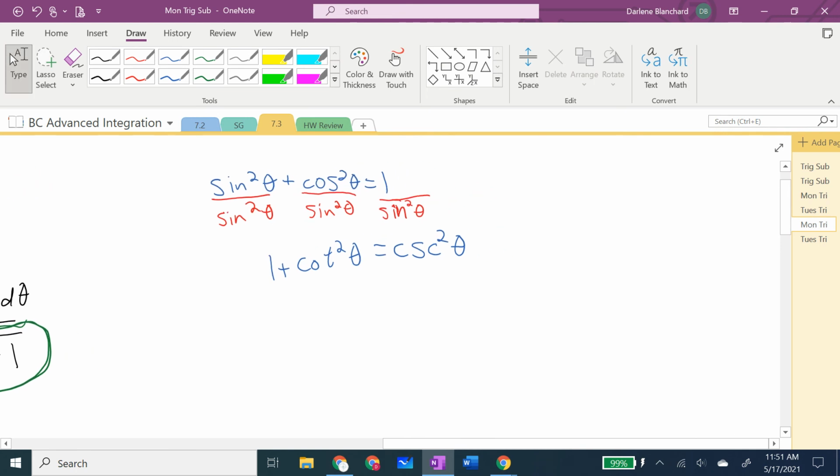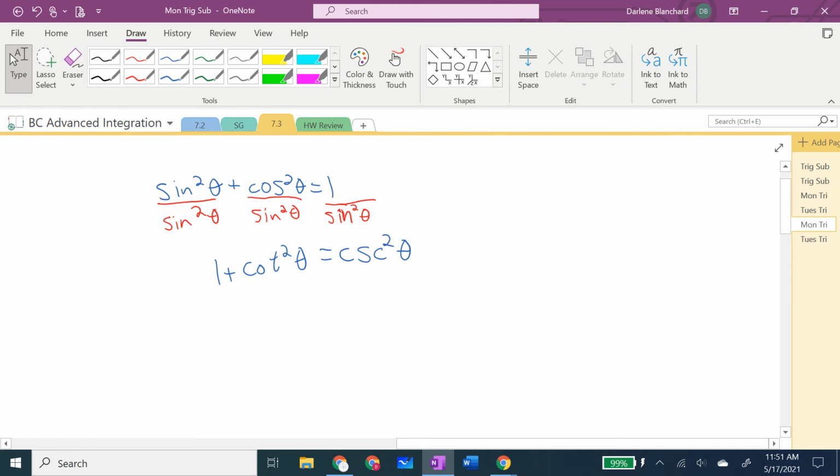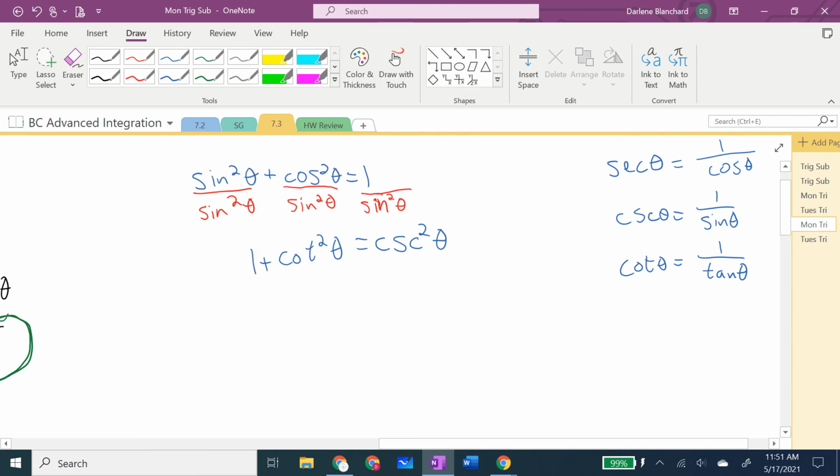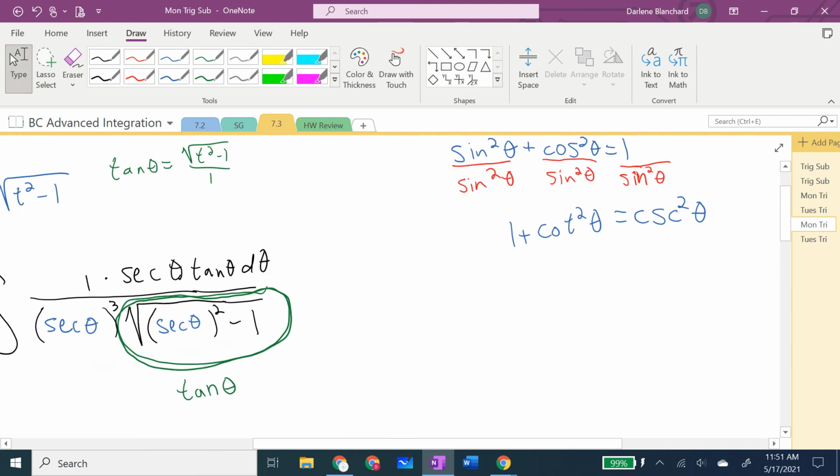And I'm just going to make sure, in case some of you don't, you need to make sure you memorize this. Secant, cosecant, and cotangent are reciprocals of cosine, sine, and tangent. And if you know your sine, cosine, tangent stuff, then the other three are just found by understanding what reciprocating does.